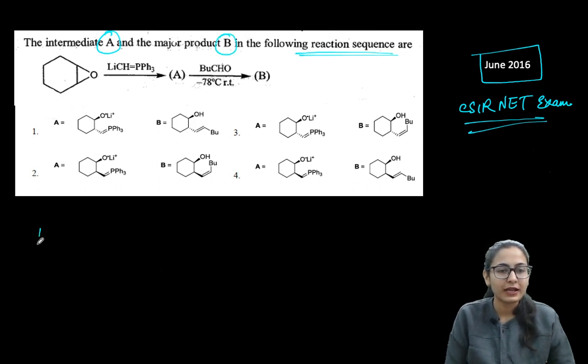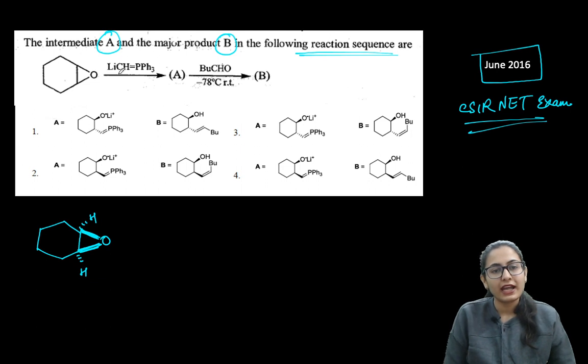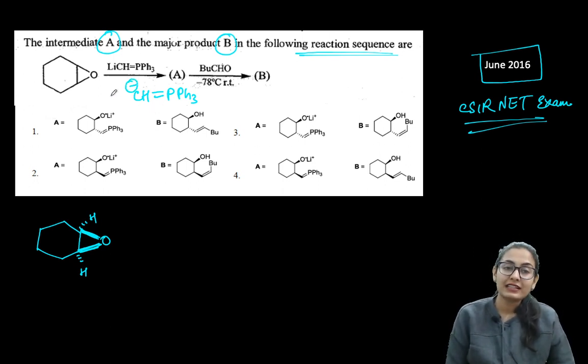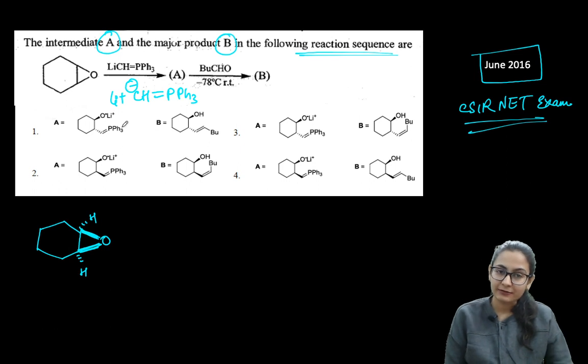So yes, you have an epoxide. Even if you want to write it in the chair form, or if you don't, it's perfectly fine, because you know that an epoxide forms a cis junction. So basically an epoxide is going to be like this. And ultimately you also have an ylide, guys, which has a negative charge stabilized by lithium, which means that you have a carbanion over here.